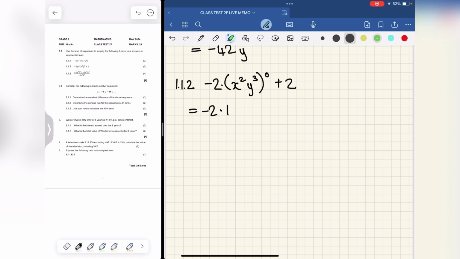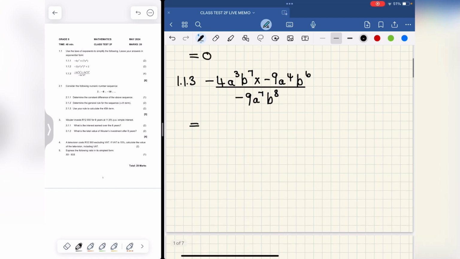But the mistake that many of you made here was you forgot about the plus 2, because that is still part of this calculation. So plus 2, and negative 2 times 1 is just negative 2, plus 2, and that answer of course is 0. Again, use your calculator if you are uncertain so that you can avoid making mistakes.